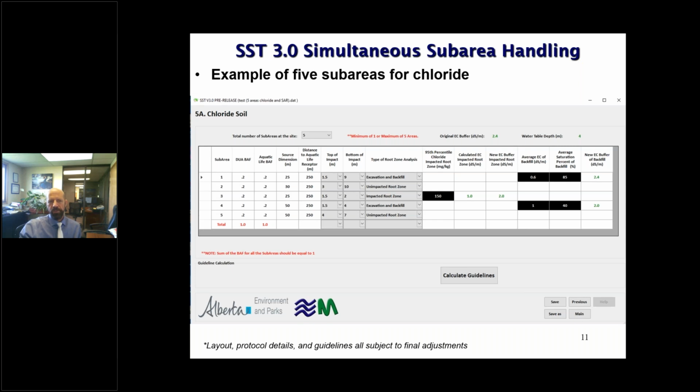You can do different source dimensions, different distances to aquatic life receptors, different top and bottom of impacts, different ways the root zone is handled. So it makes it a lot easier to keep track of the site in terms of not needing multiple different files to handle one site. And it also gives a lot more power in terms of being able to calculate guidelines more effectively, because the tool now has more context for your whole site. It's not just got a little window into just one sub area essentially.